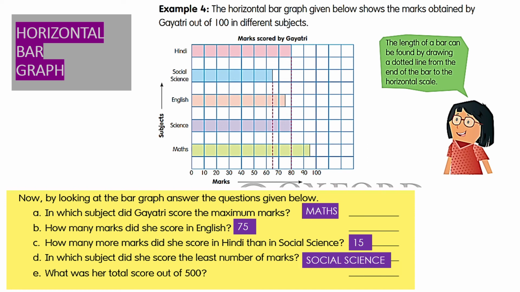What was the total score out of 500? Now you should add Hindi 80 and social science 65 and English 75 and science 80 and maths 95, and you will get 395. So she scored 395 out of 500.